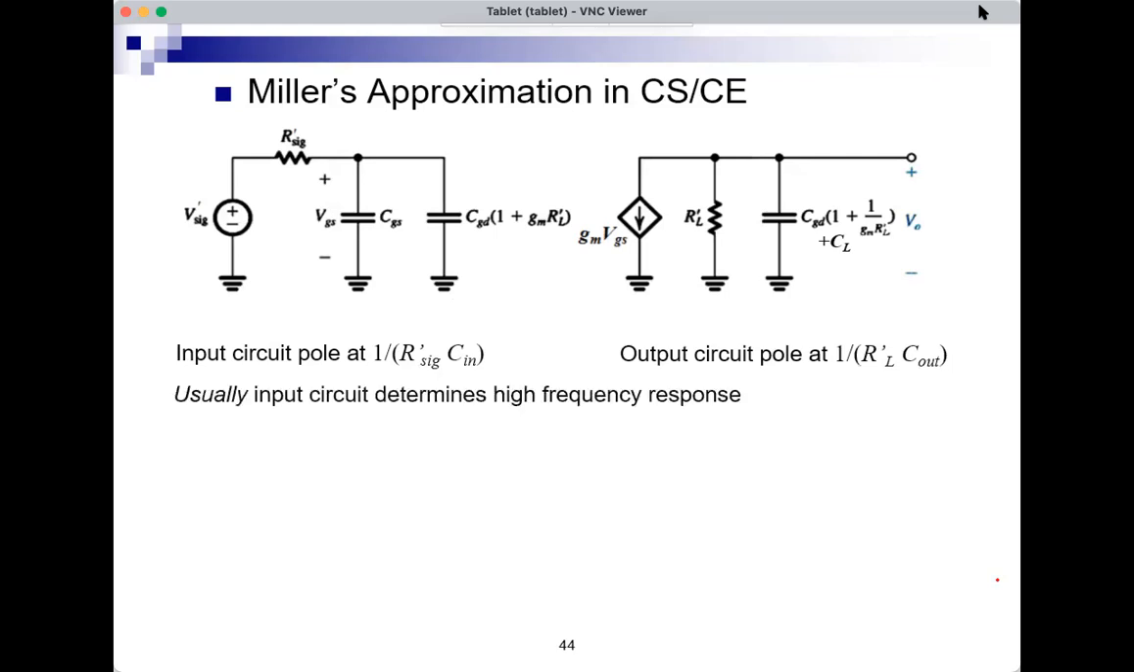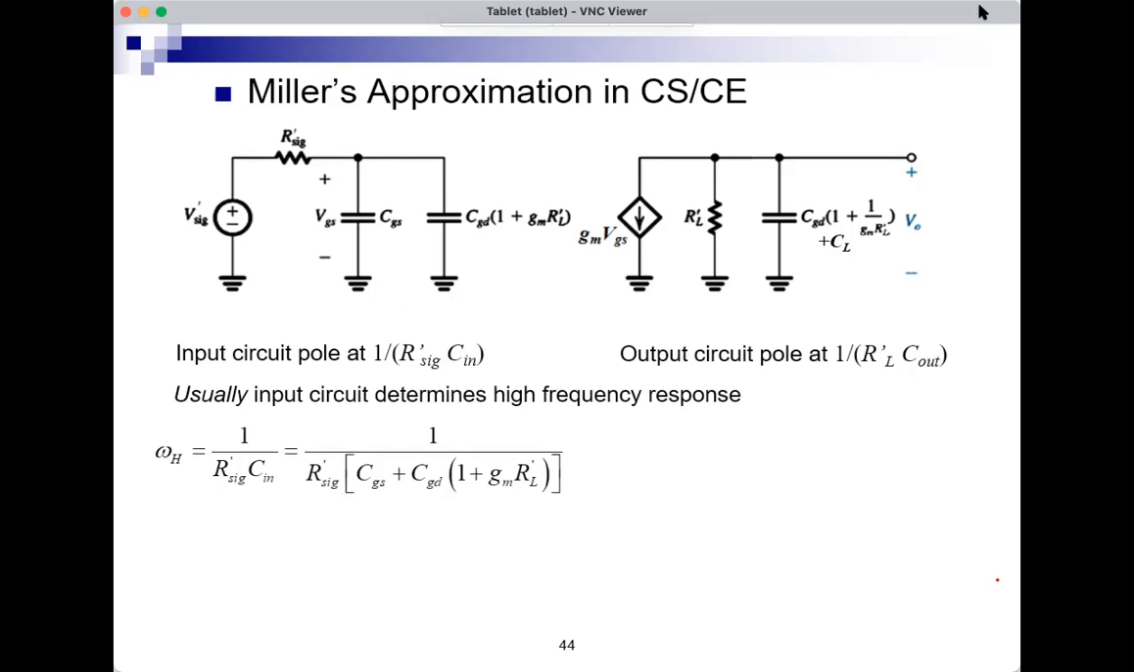Usually, but not always, the input circuit determines the high frequency response. So the value of the pole at the input side is much less than that at the output, and it's dominant, and therefore the overall bandwidth is determined by the input circuit. And we can say that omega h is just the pole on the input side. And I know what that is. So no need for complicated circuit analysis. It's almost by inspection.